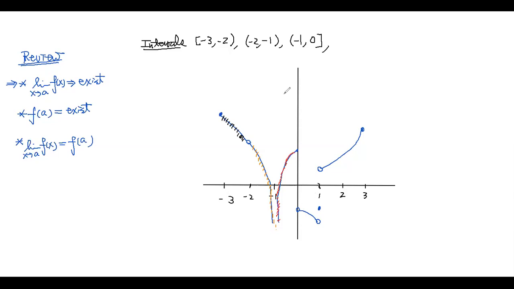Now let's take a look at this part. This part is from 0 to 1, and both of them don't have a value at 1.